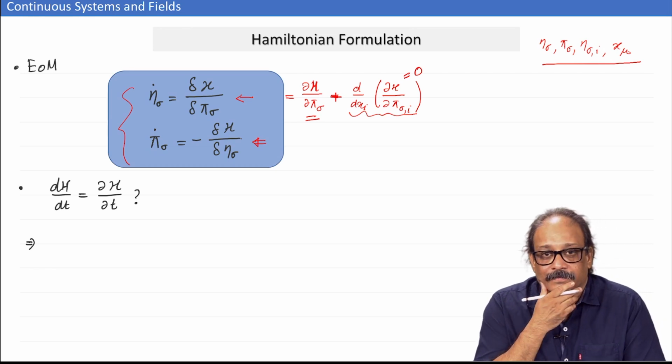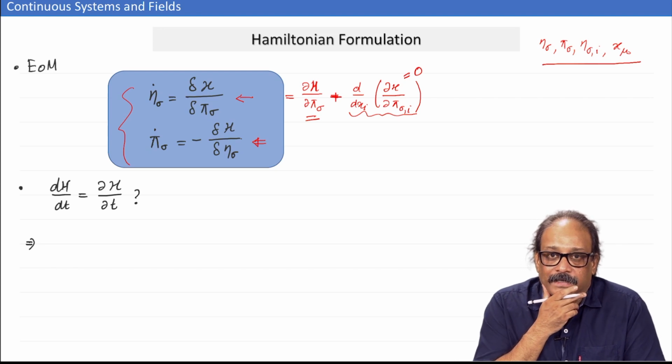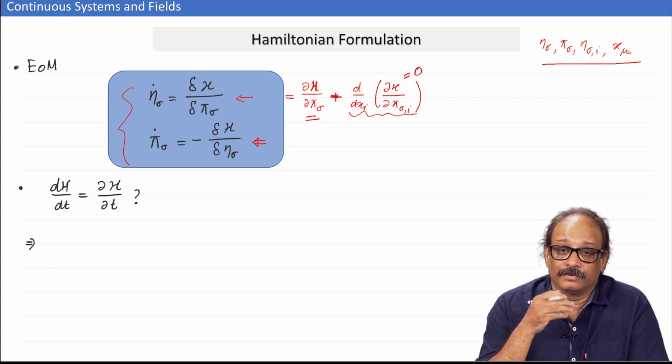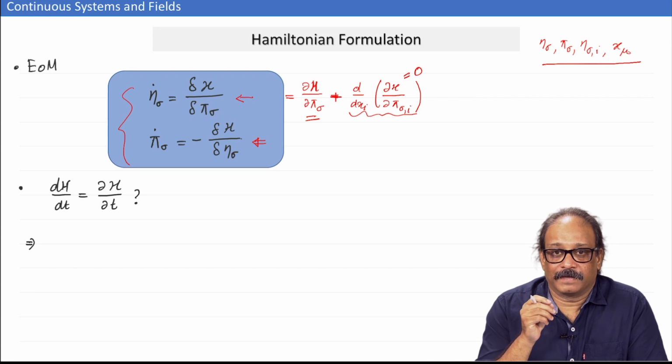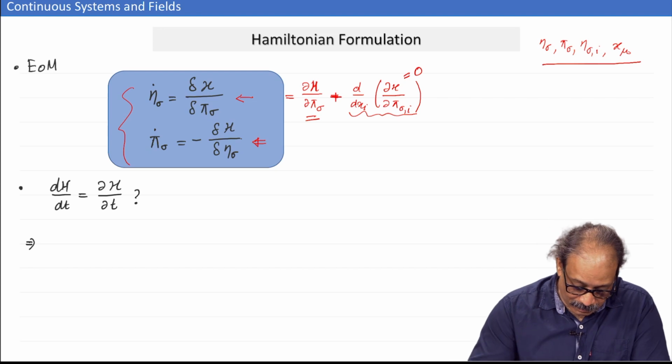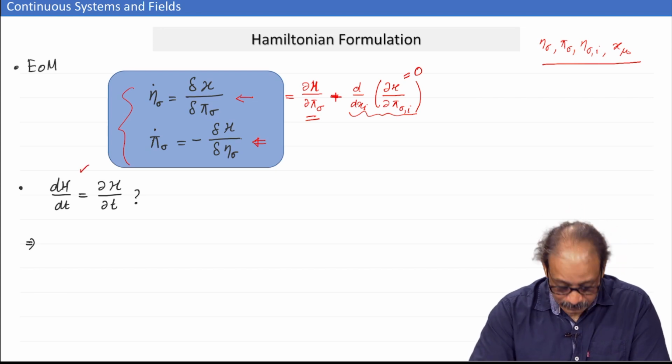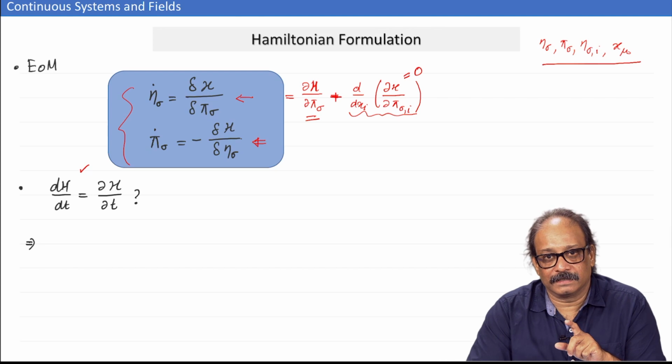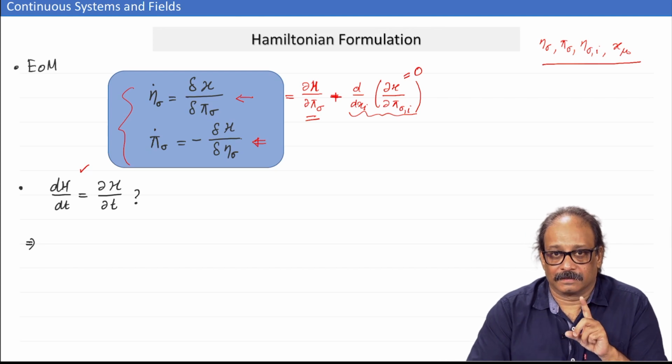Total derivative of Hamiltonian density, will it be equal to partial derivative of Hamiltonian density with respect to time? That is the question. Remember, this holds for the total Hamiltonian. Will it also hold for the Hamiltonian density? Probably not, and there is a reason for it. It is not surprising at all.